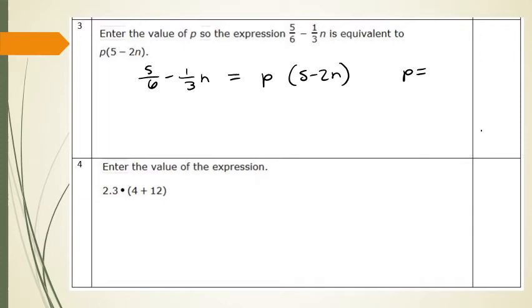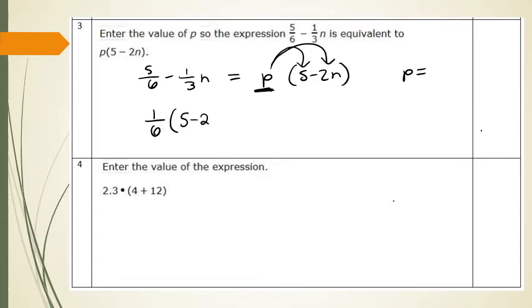So if we take a look at this for a second, I want to think about how could I find some value of p so that when I distribute that p to each term here, I would get 5/6 minus 1/3 n. So thinking about it for just a second, what would I need to multiply 5 by to make 5/6? Well, you might be thinking I would need to multiply by 1/6. So let's see if that would work.